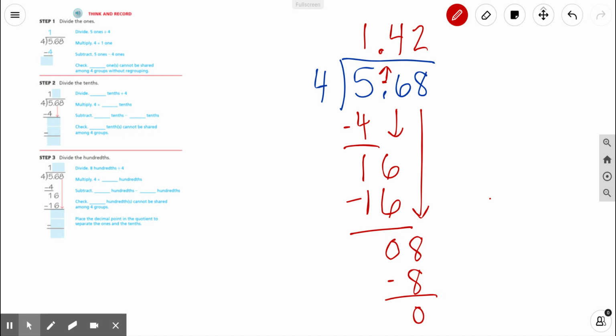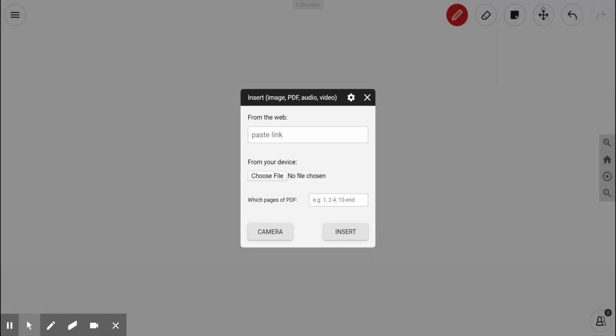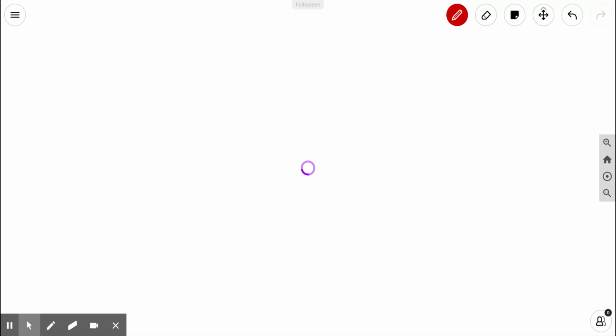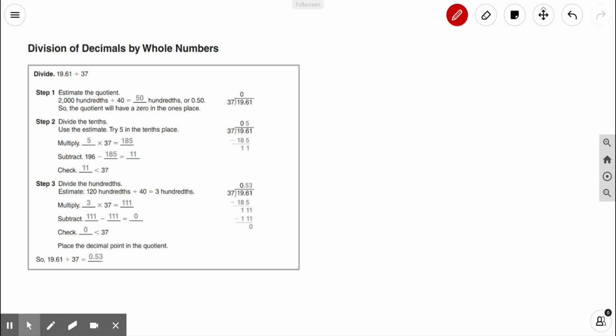Now, it's a little tiny bit different when you're dividing by a double-digit divisor, and that's the first one that I accidentally pulled up. Let's look at that. That's here. And so we're going to do the exact same thing as what we just did. I'm going to walk you through this one so you can see it, okay?